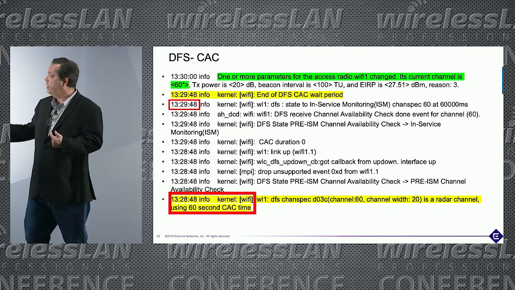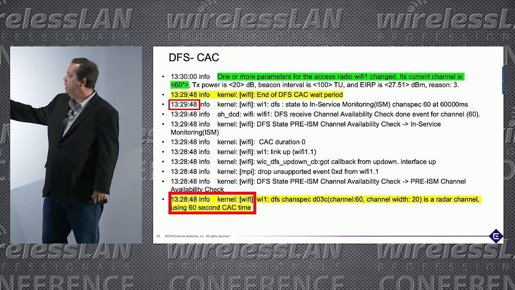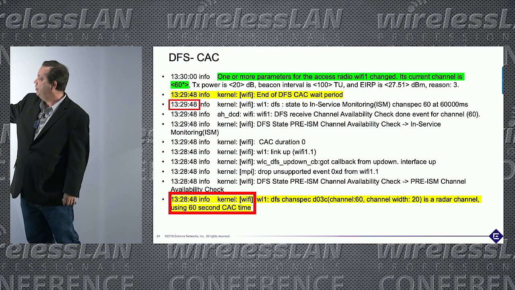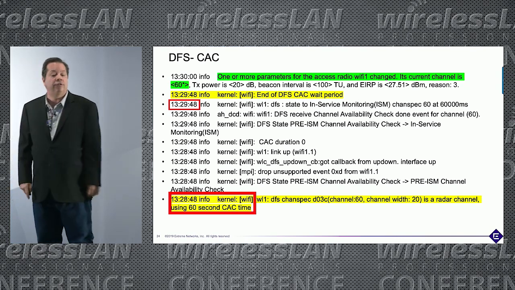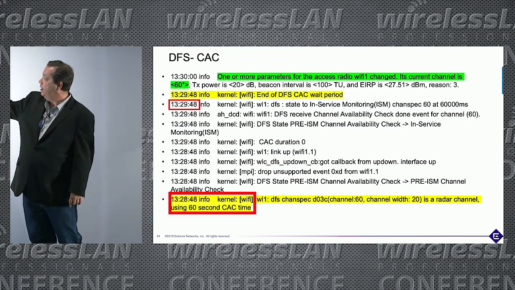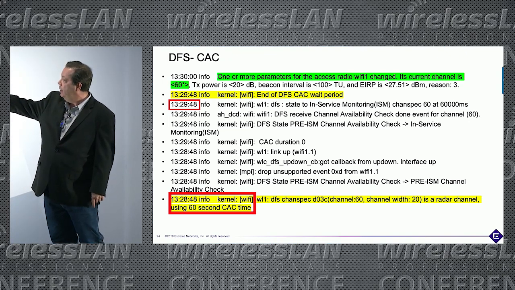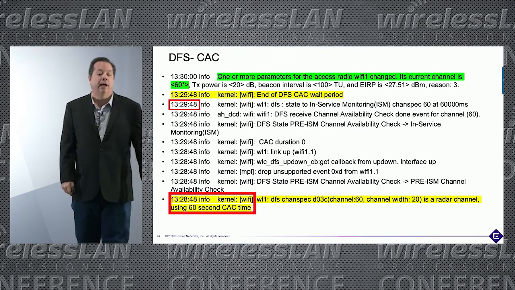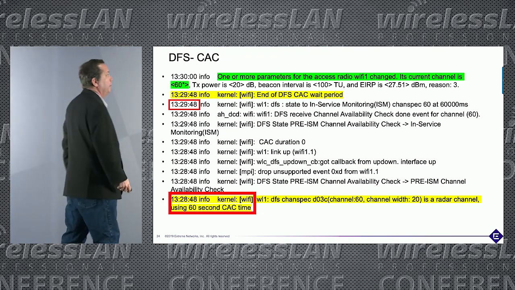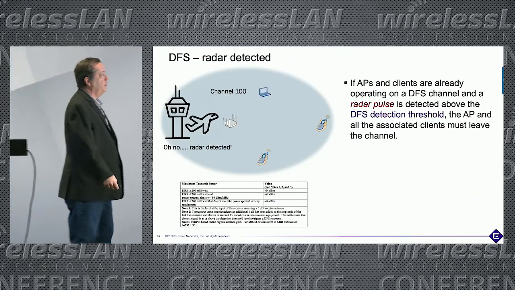So at the bottom of the screen, you can see it 13, 28, 48. You can see on channel 60, it started its 60-second CAC time. And then it ends at the very end there at the top of the screen. Literally 1 minute later, you can see it's stopped, and then it starts transmitting out on channel 60. Okay? And all APs, all master devices have to abide by this.